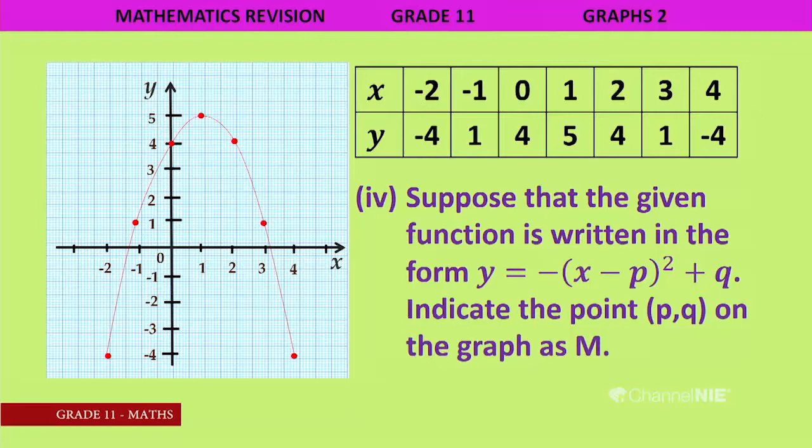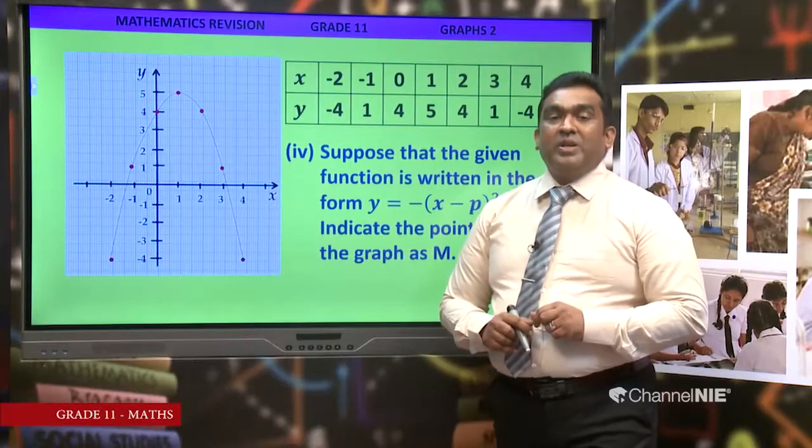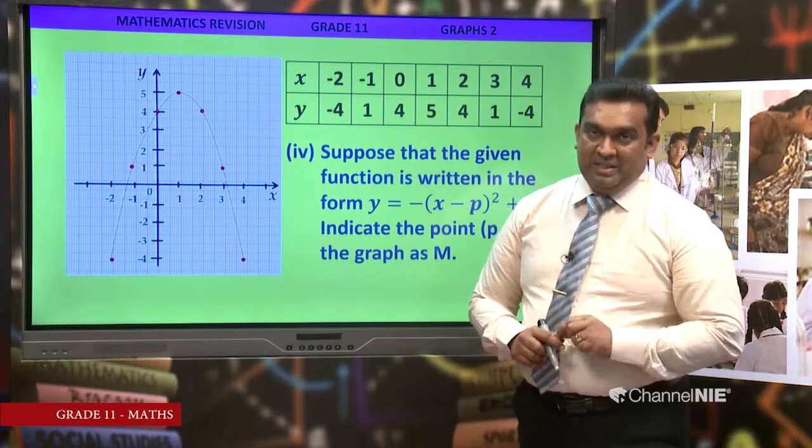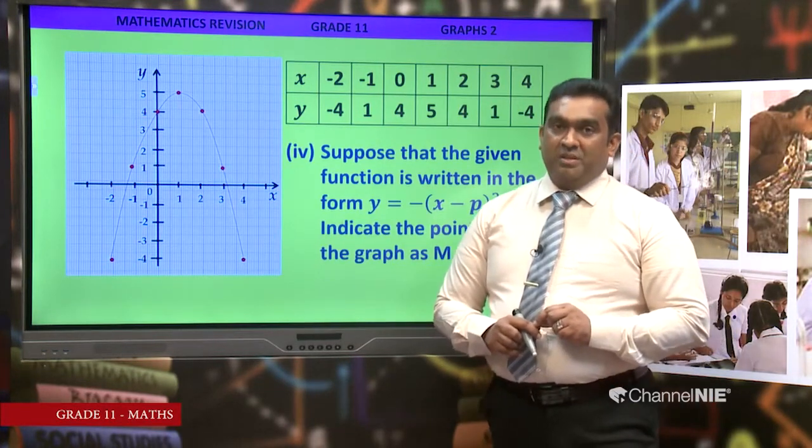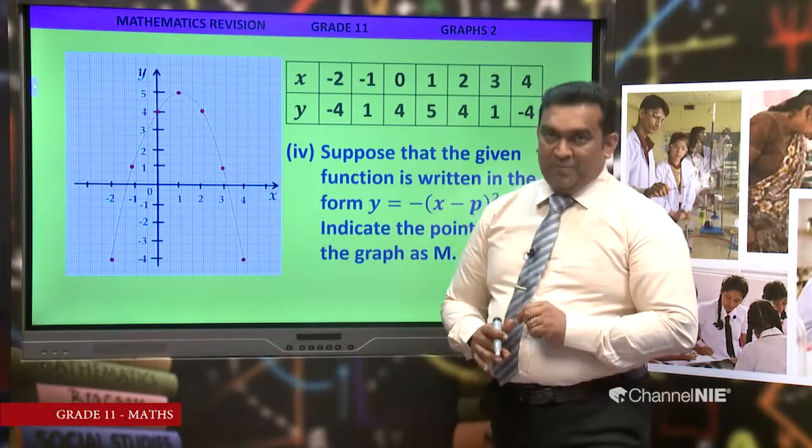Suppose that the given function is written in the form y equals minus x minus p squared plus q, the perfect square form of the curved line graph. Indicate the point P comma Q on the graph as M. What is P? P is the x coordinate of the turning point, according to the definition.